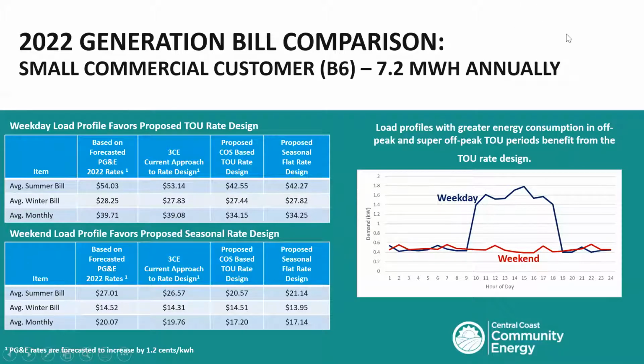So let's jump right in. Like I said, we've got 3 different examples here: small, medium, and large commercial customers. So this is a small commercial customer. It's about 7.2 megawatt hours annually, about 600 kilowatt hours in a month. So this could be a small office building. It could be a small retail, not a huge energy user.